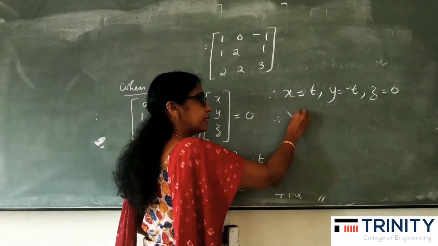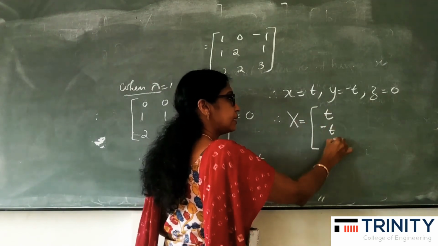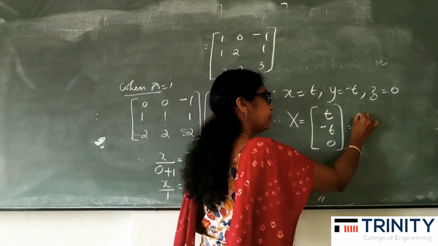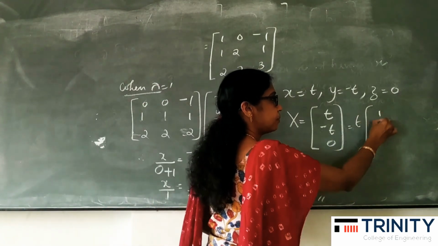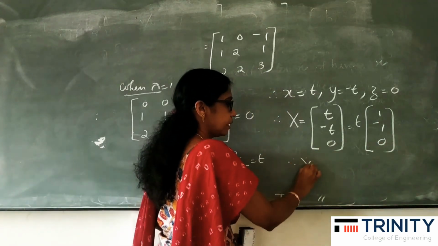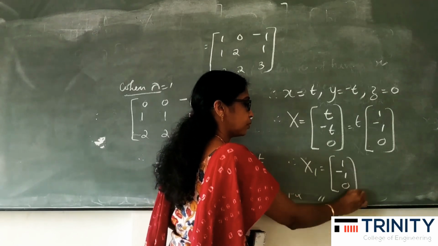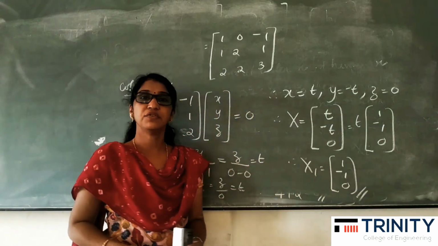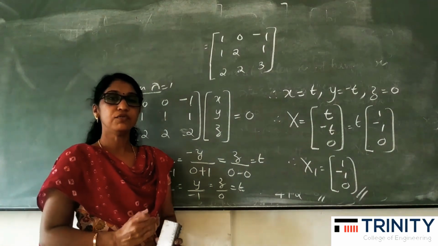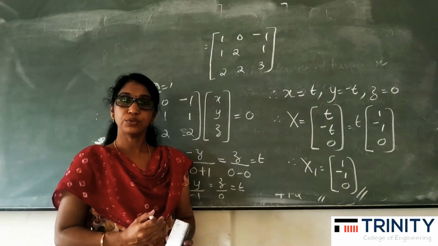Therefore, we get capital X is equal to t, minus t, 0. Taking t outside, we get t into 1, minus 1, 0. Okay, therefore what is x1? x1 is equal to 1, minus 1, 0. This is the first vector corresponding to the value lambda equal to 1. Now we have to find out the eigen vector corresponding to lambda is equal to 2.